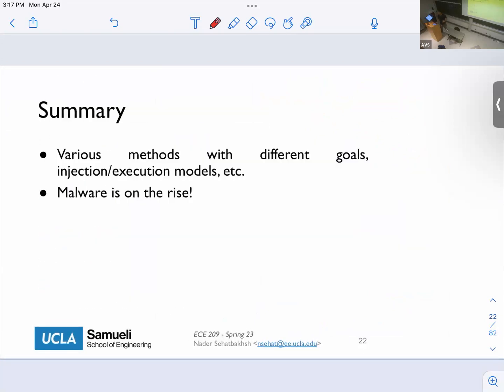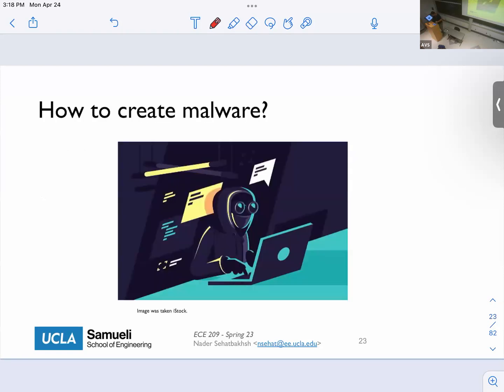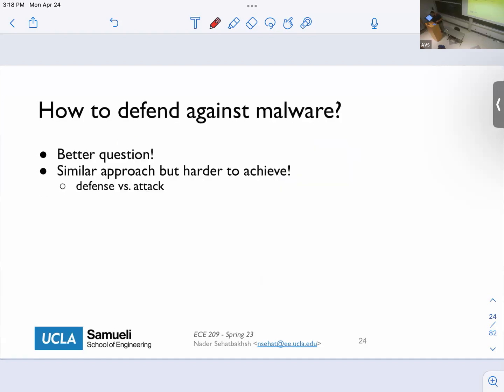All right, so there are various methods, and as I said, each one is trying to spread differently and achieve a goal, similar to other problems in cybersecurity. Unfortunately, malware is also on the rise. You might wonder how to create malware, just for the fun of it. But we probably want to know more about how to defend against malware.